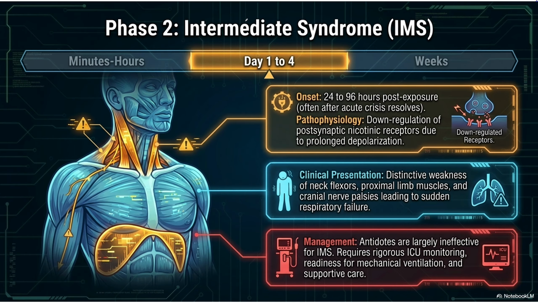Now we move into one of the delayed complications, intermediate syndrome. This usually develops 1 to 4 days after exposure and is a favorite exam topic. It is due to the downregulation of postsynaptic nicotinic receptors following prolonged depolarization. Notice the muscle groups highlighted on the slide. Patients present with weakness of neck flexors, proximal muscles, and respiratory muscles. The initial improvement seen after atropinization later deteriorates.